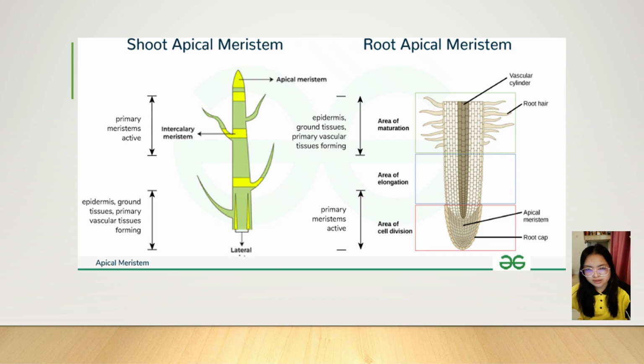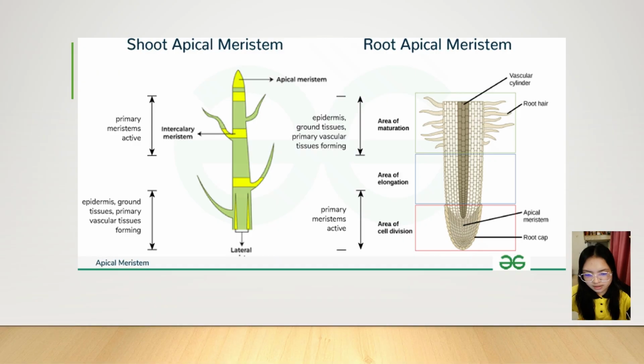For root apical meristem, they have three areas. The first one is area of maturation, then area of elongation, and area of cell division. At the area of maturation, they have epidermis, cortex tissue, and primary vascular tissue forming. For area of cell division, they have primary meristem active.